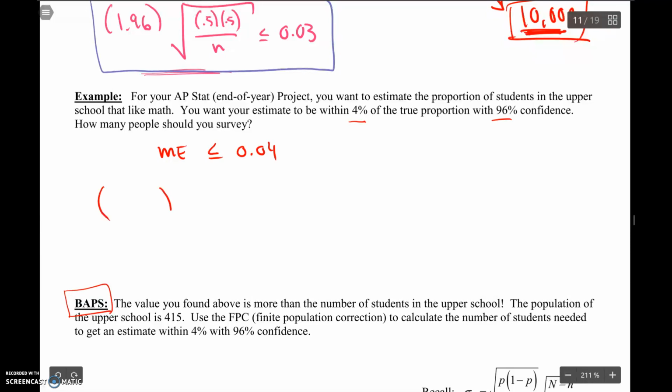Now I don't know what the z-crit is for 96%. A lot of times kids will say, what do I got to put in for p? Do I use the 0.5? Did they give you information from a pilot study? No. So use the 0.5.